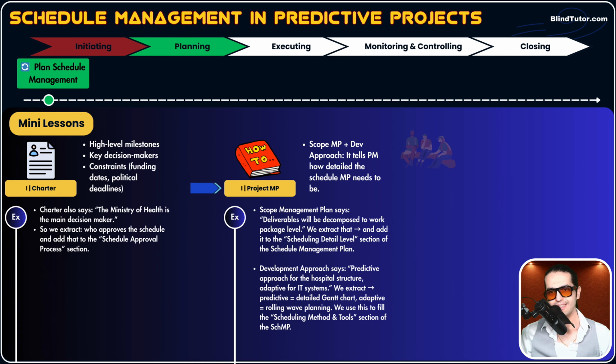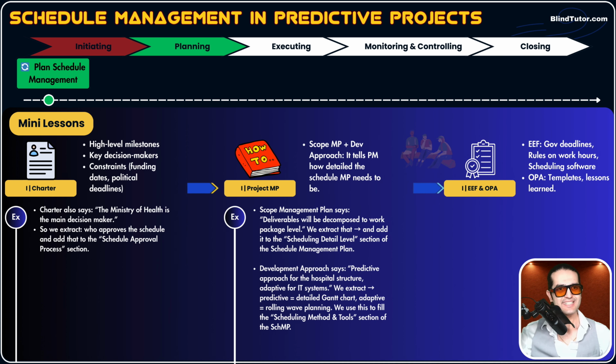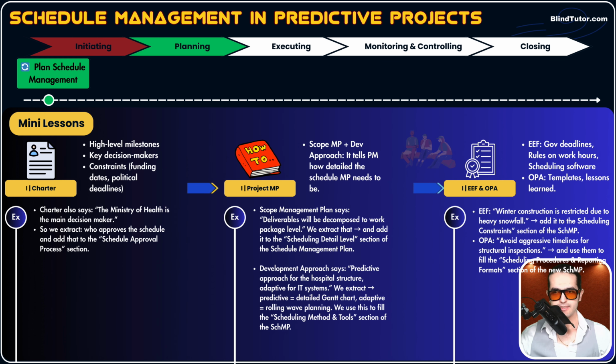And the next one is EEF and OPA. We know what EEF and OPA are, guys. EEF are those external conditions and factors that limit our projects, and OPA are those internal documents, templates, registers, technologies that help us in the project. So let's elaborate with an example how EEF helps us as an input in the plan schedule management process. For example, EEF says winter construction is restricted due to heavy snowfall. So we have this information from EEF, okay?